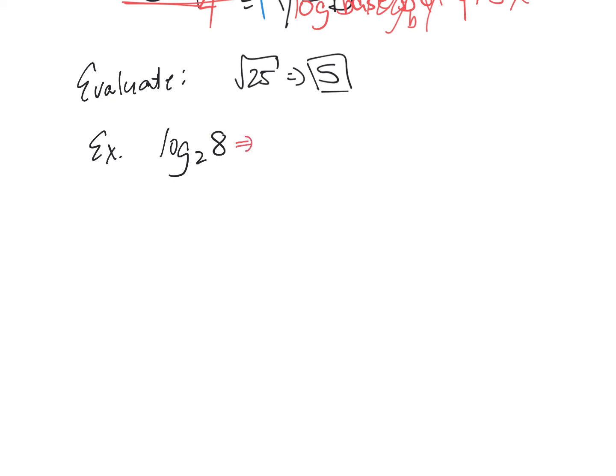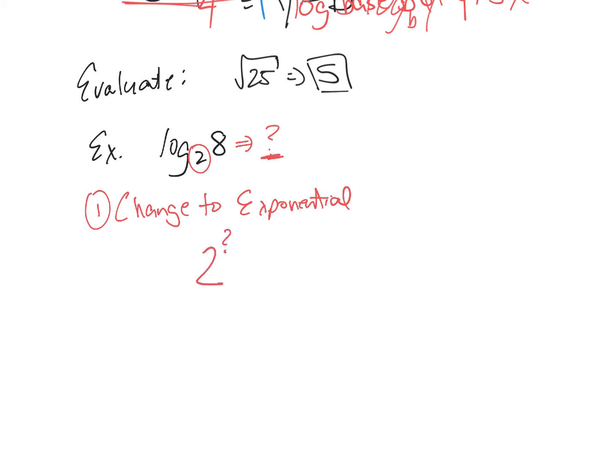What does this become? Okay, so one way that you can do evaluating is you can change it to exponential. And so I can say, okay, well, base 2 of what, right? The 8 comes over here. So 2 to the power of what is 8? Well, to the power of 3. And so my answer is 3. That's one way to do it.